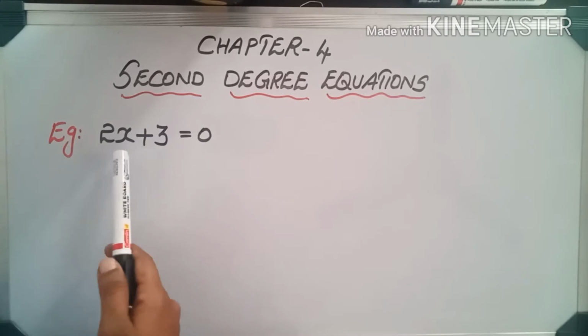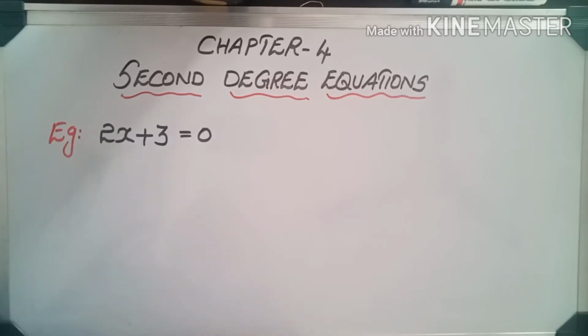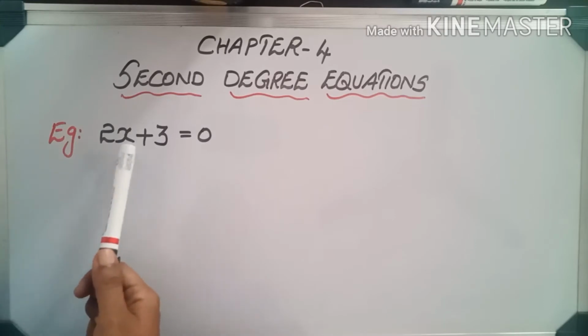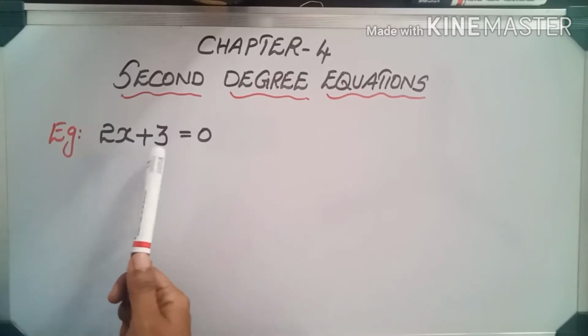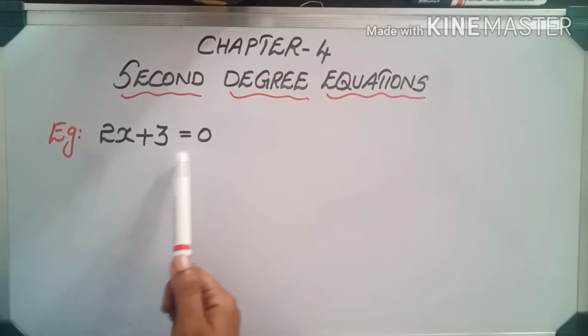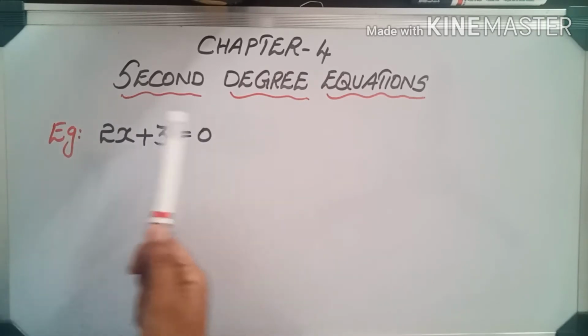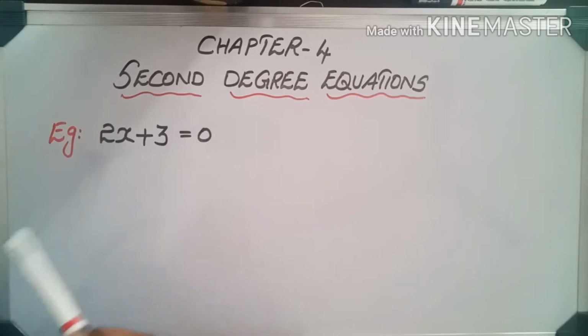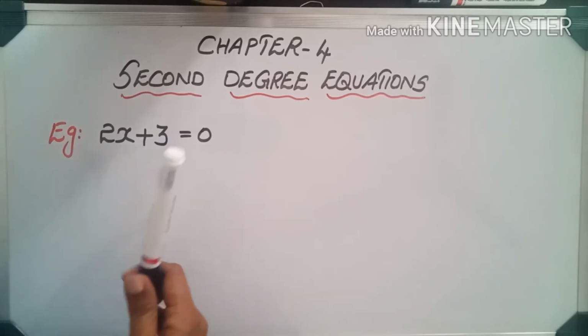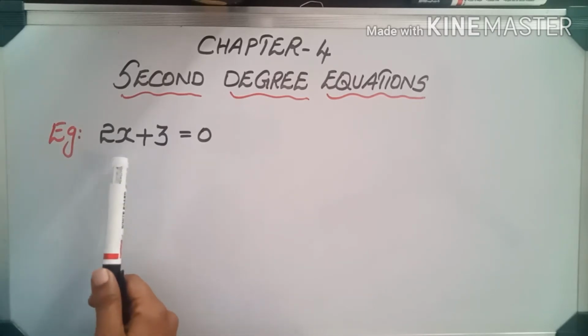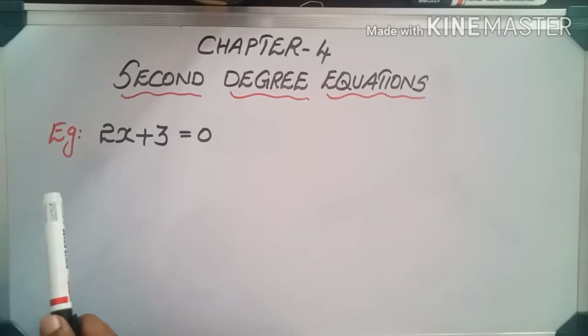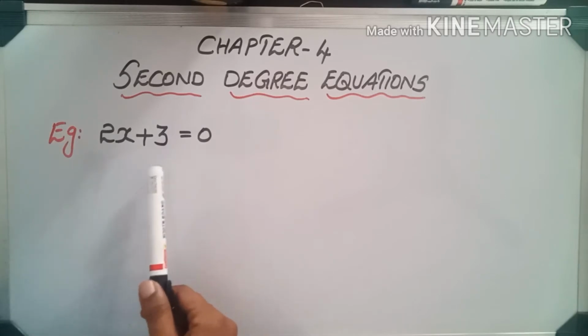So here x is a variable, and along with that variable some numbers are there. Along with the x, 2 is there, then plus 3 is there, and equal sign also here. So this is an example for an equation, and this is a one variable equation because only one variable is here. Variable means any alphabet you can choose. So here only x is a variable, so this is a one variable equation.